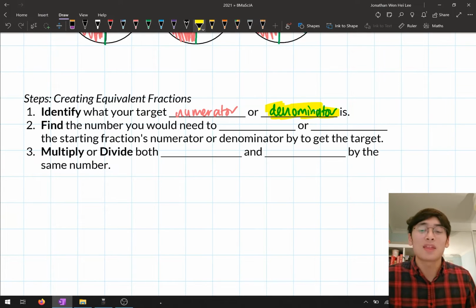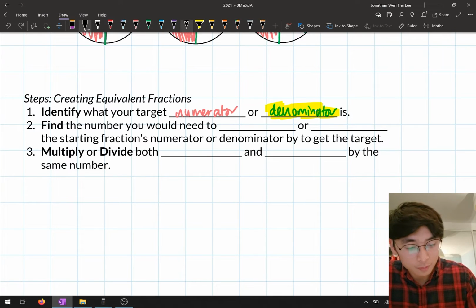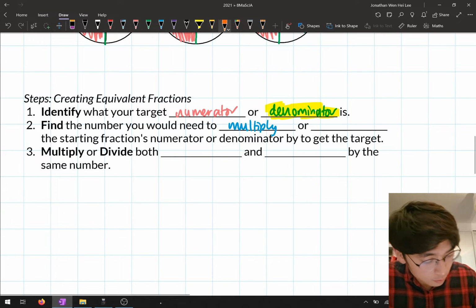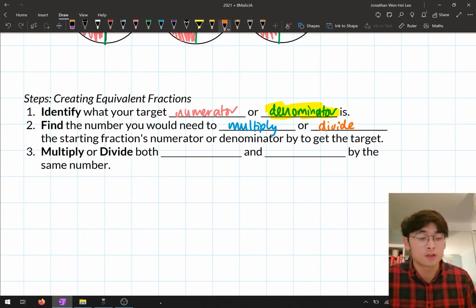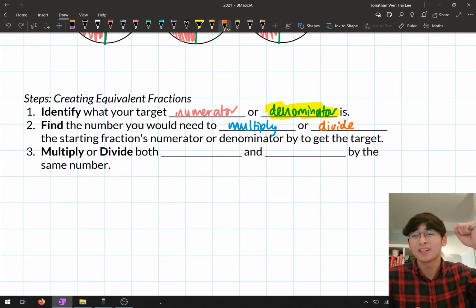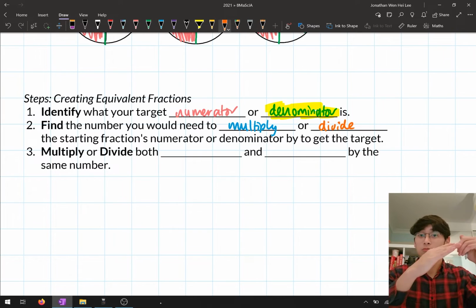Okay, the second step then is to find the number that you will need to multiply or divide the starting fraction's numerator or denominator by to get the target. So we have a look at our starting fraction and we go, okay, if we want a target denominator of 50, what number do I need to multiply my denominator by to get me 50? Or divide my starting denominator by to get me 50? Or similarly, if I want to have a target numerator of 1, I need to go, okay, what number do I need to multiply or divide my numerator by to get me 1?